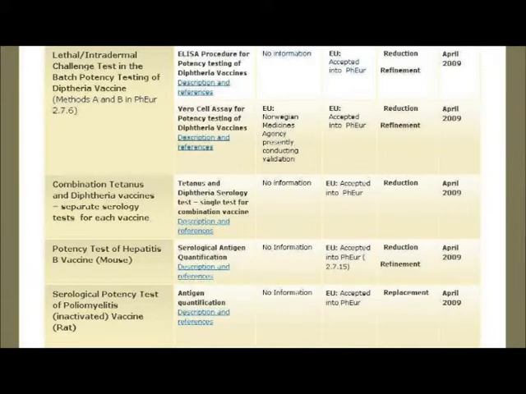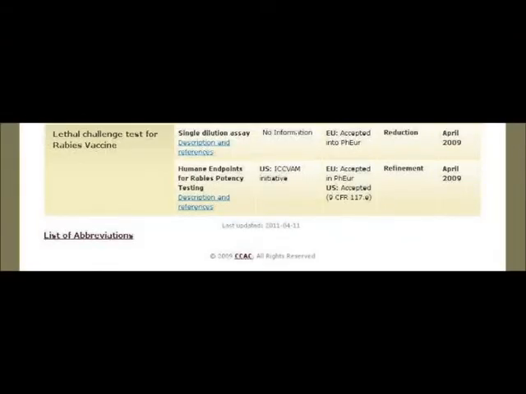So we'll have a look at that, because that will give a response to Dr. Michael Festing's introduction to this piece. And he also mentioned the rabies vaccine. So again, let's look at the alternative test for that. If we look in the second column, we can see that there are 2 alternative tests for the lethal challenge test for rabies vaccine. The first one reads single dilution assay, and the second one reads humane endpoints for rabies potency testing. So let's have a look at all 3 tests now.